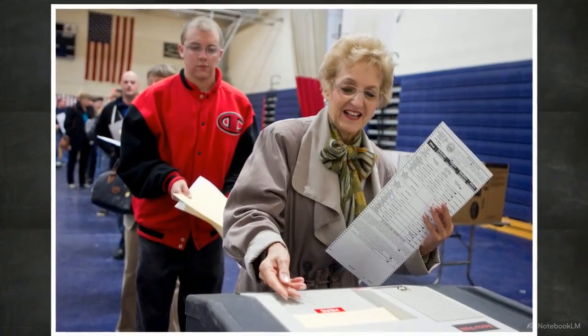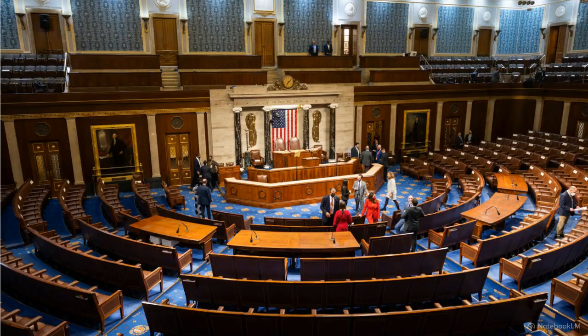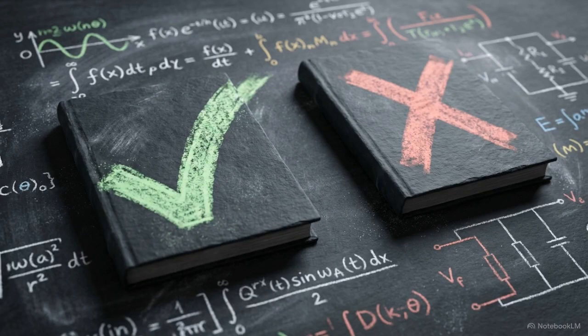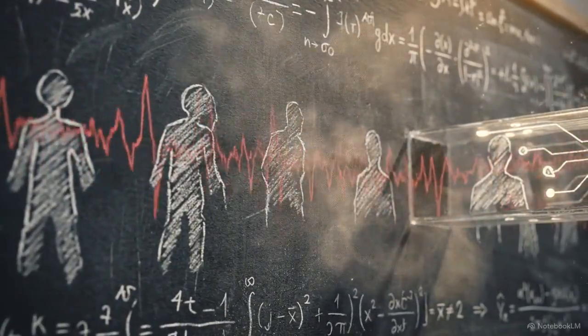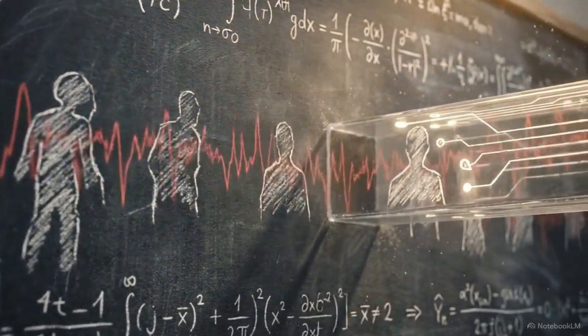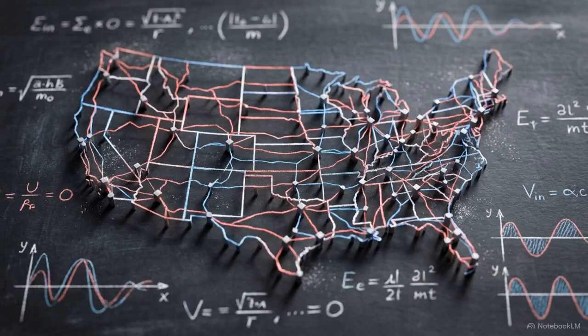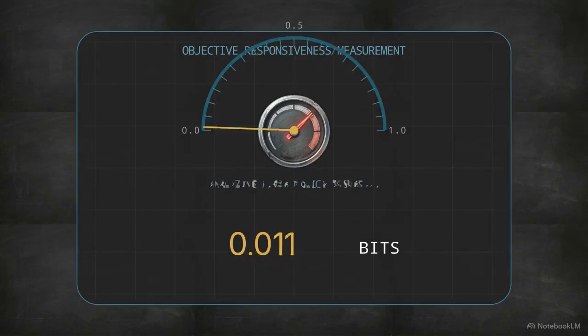The public's aggregate policy preferences act as the system's source signal. The legislative institutions, Congress, the committees, and the executive branch, function as the transmission channel. The final binary policy outcome, whether a proposed change is adopted or rejected, serves as the decoded output. Inside that channel, variables like campaign finance, interest group lobbying, and institutional friction act as adversarial noise, degrading the signal. Representative democracy is a communication network. Its responsiveness can therefore be measured objectively as a precise bitrate.